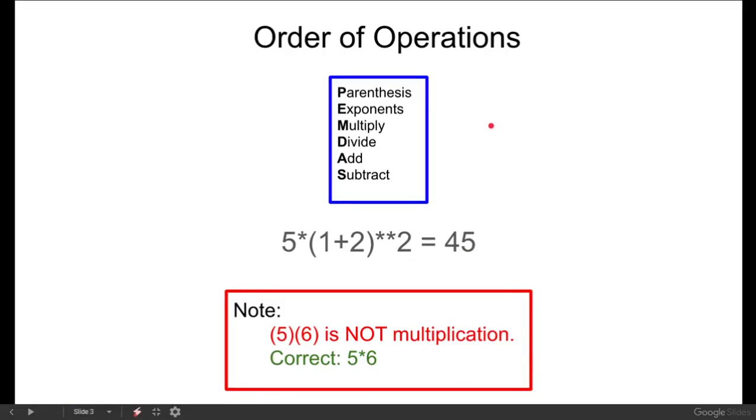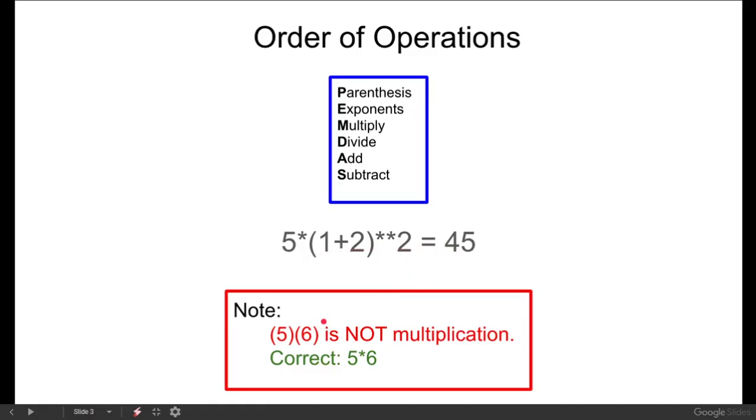Order of operations. So for order of operations, we just follow regular PEMDAS. We're going to be doing parentheses first. So 1 plus 2, 3. Then we're going to do exponents. So 3 to the power of 2 is 9. Then we can do multiplication. So 9 times 5 is 45.